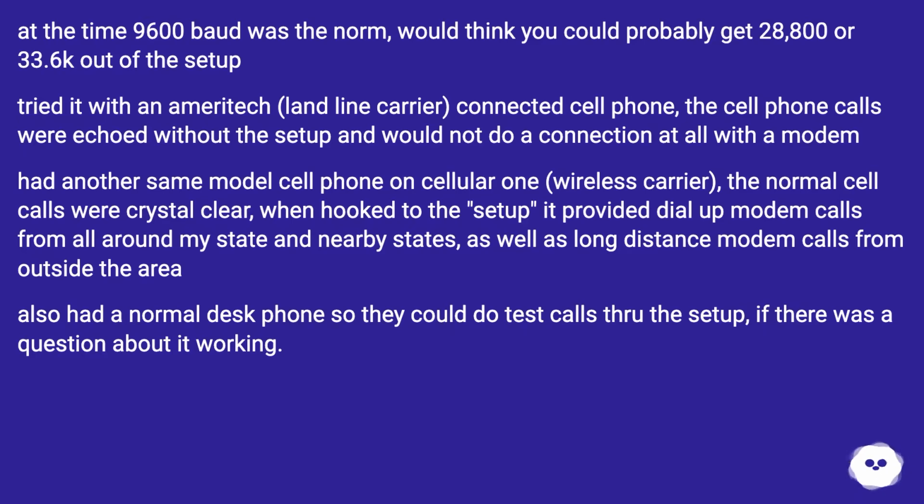At the time 9600 baud was the norm, I would think you could probably get 28,800 or 33.6K out of the setup. I tried it with an Ameritech landline carrier, connected cell phone. The cell phone calls were echoed without the setup and would not do a connection at all with a modem. I had another same model cell phone on the Cellular One wireless carrier, and the normal cell calls were crystal clear. When hooked to the setup, it provided dial-up modem calls from all around my state and nearby states, as well as long-distance modem calls from outside the area. I also had a normal desk phone so they could do test calls through the setup, if there was a question about it working.